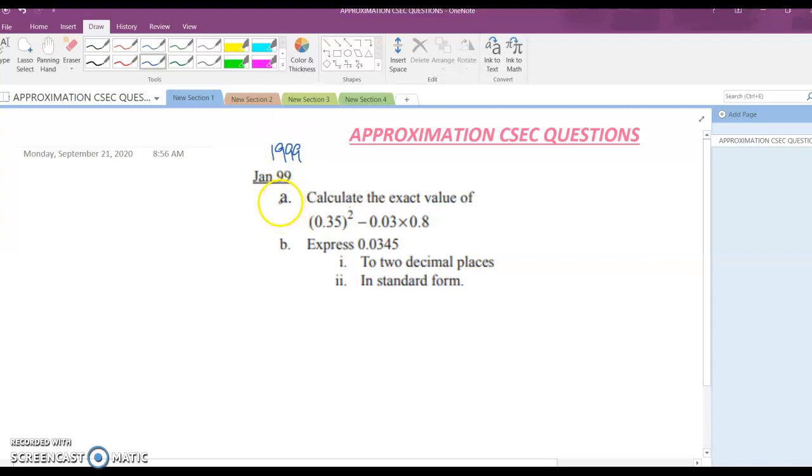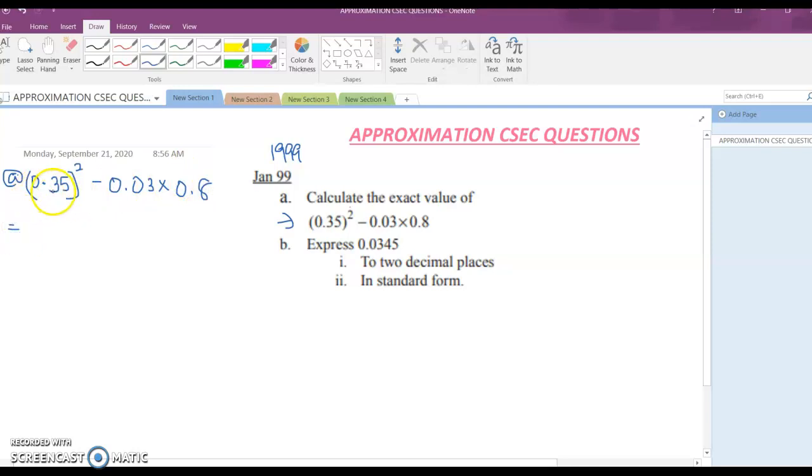Cool. So part A says calculate the exact value of this thing here. Now whenever you have brackets, always work out your brackets first. So basically we would have, let me write A here, 0.35 squared, take away 0.03 by 0.8. Now, as I said, work out your brackets first.